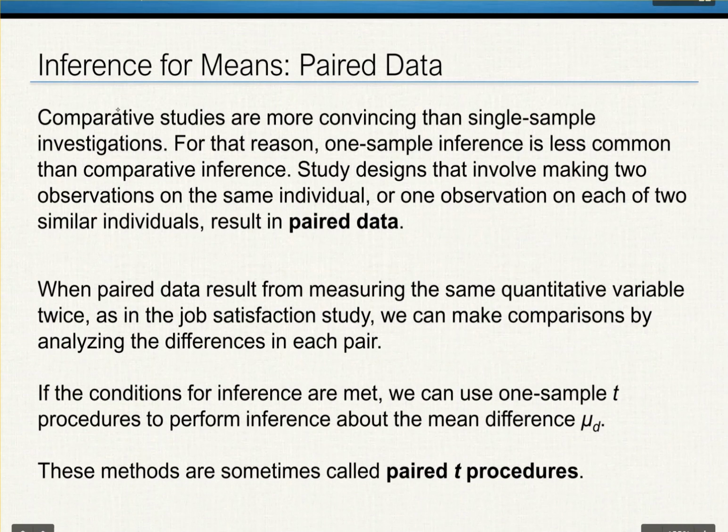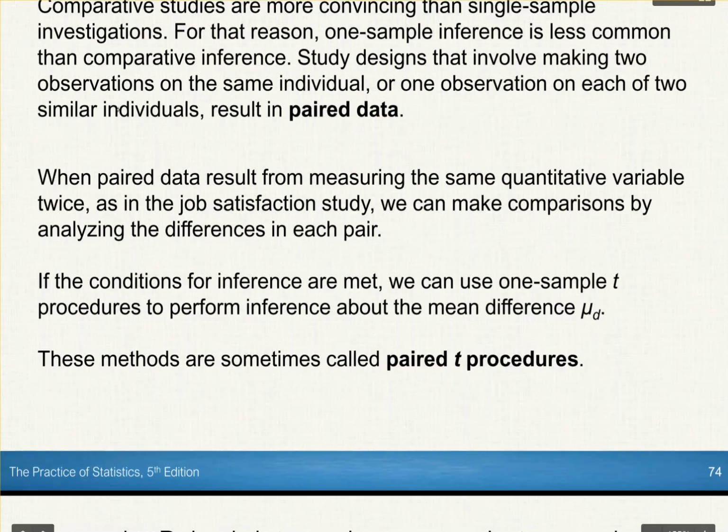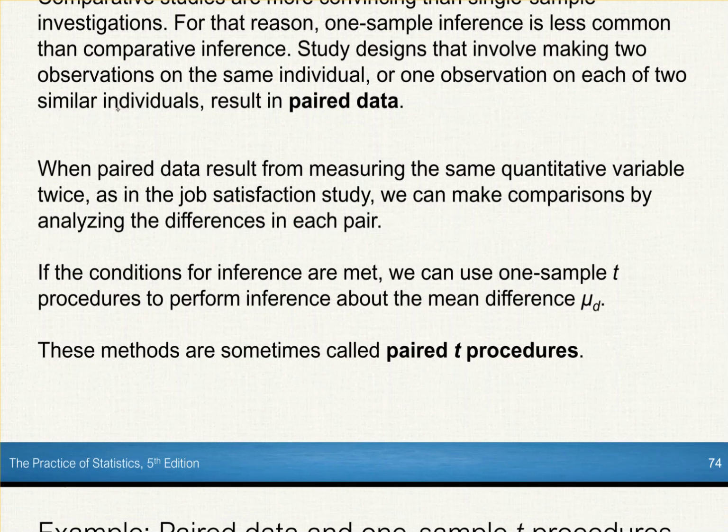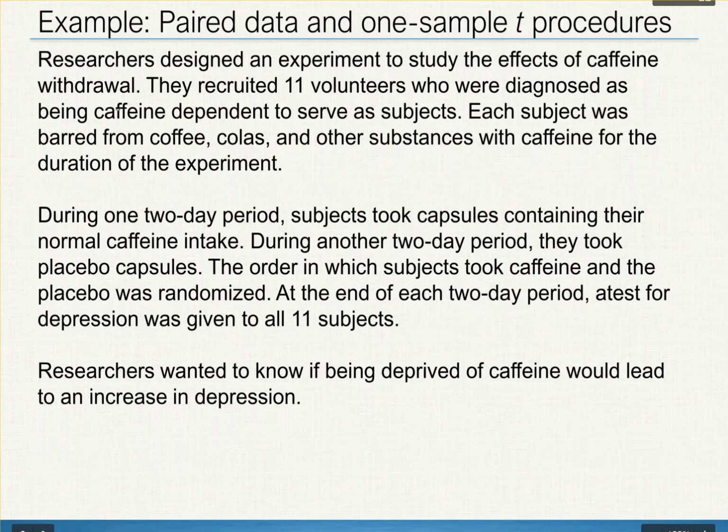All right, so last little bit here. Comparative studies are far more convincing than single sample investigations. For that reason, one sample inference is less common than comparative inference. Studies involving two observations on the same individual, or one observation on each of two similar individuals, result in paired data. Remember, we talked about matched pairs experiments back in, I don't know, chapter 5 or something. So we can make comparisons by analyzing the difference in each pair. These methods are sometimes called paired t procedures.